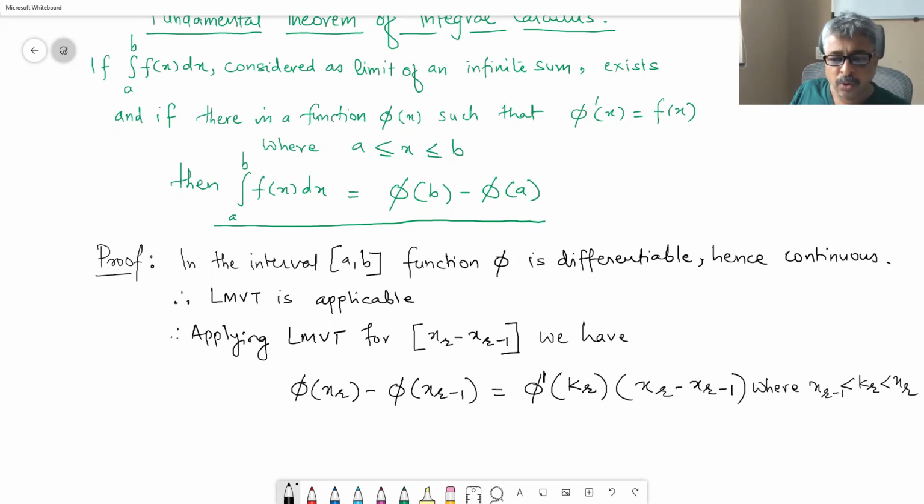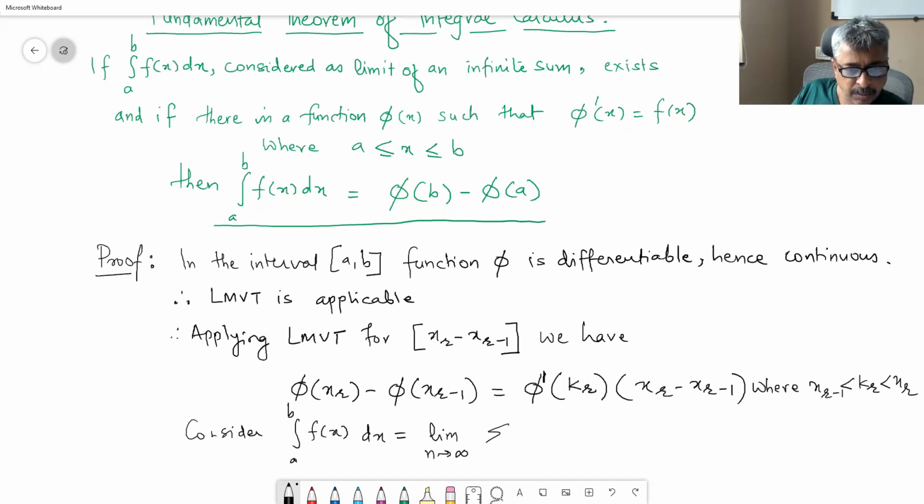Okay, so where kr is some point between the, up to this point it is correct. Now consider integral a to b f of x dx. As a limit of sum, it is limit n tends to infinity, sigma r goes from 1 to n, f of kr into xr minus xr minus 1.